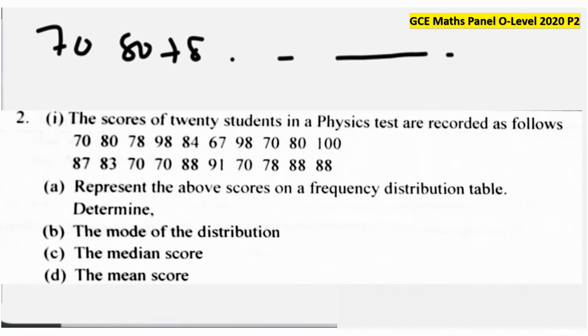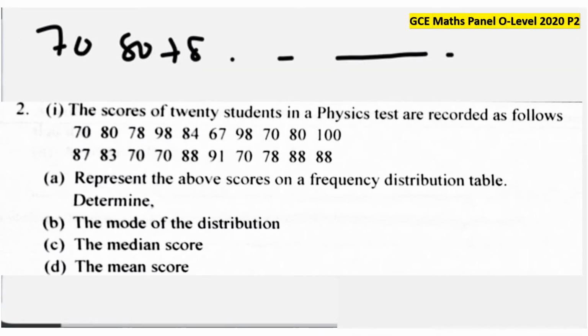Question 2. The scores of 20 students in a physics test are recorded as follows. Those scores, we have 70, 80, 78, and so on. The first thing we are to do here is to represent the above scores on a frequency distribution table.